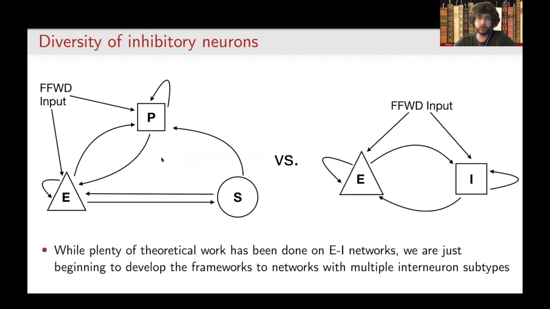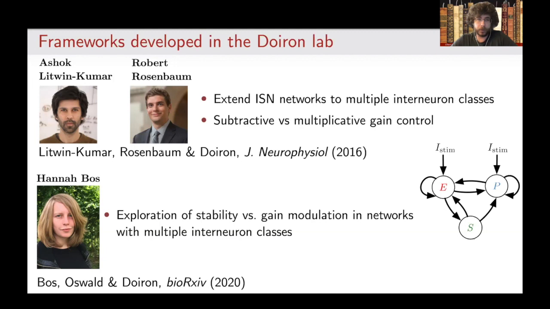So I just want to mention some of the work that's come out of the lab that I'm a part of, the Doiron lab. There's this nice work that came out in 2016 that extended inhibition stabilized networks to include these different subclasses. They also looked at how these different subclasses influence gain control. And there's this more recent paper, currently on the arXiv, that further investigates this network.